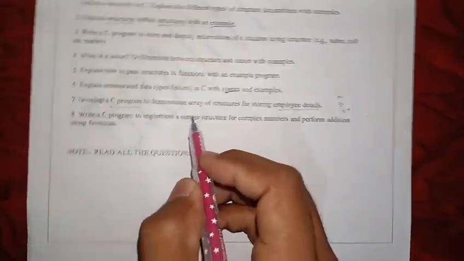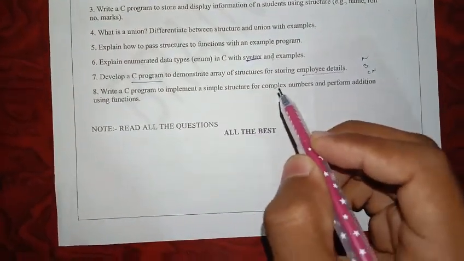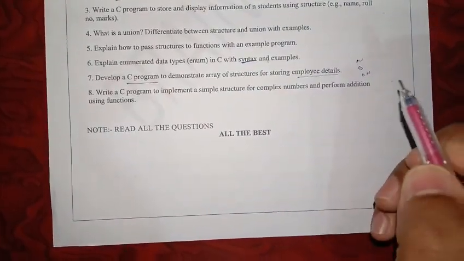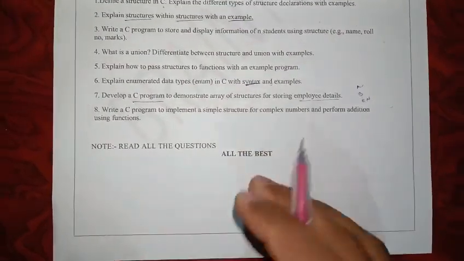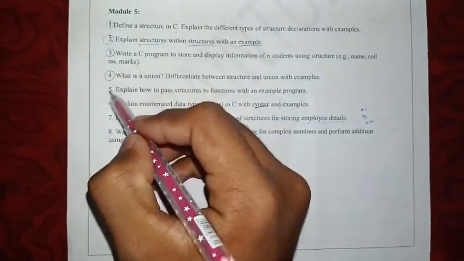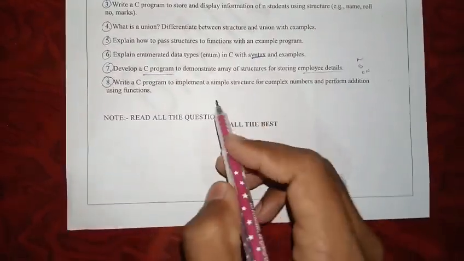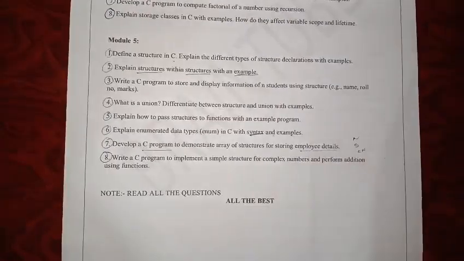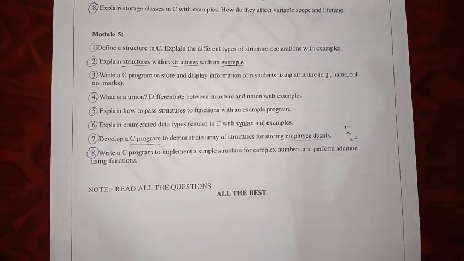And 8th, we have to write a C program to implement a simple structure for complex numbers and perform addition using functions. So these 8 questions of module 5 will be the most important, most repeated questions of module 5. So note, read all the questions of module 1, module 2, module 3, module 4 and module 5. Read all the questions, attend all the questions. In the examination we have to write all the questions, we should not leave any question blank.